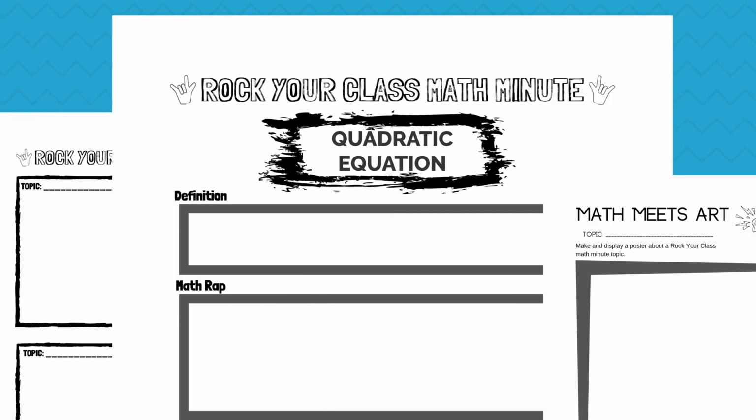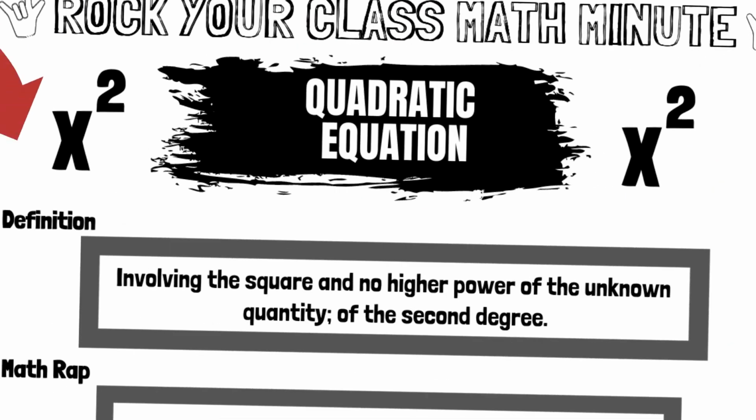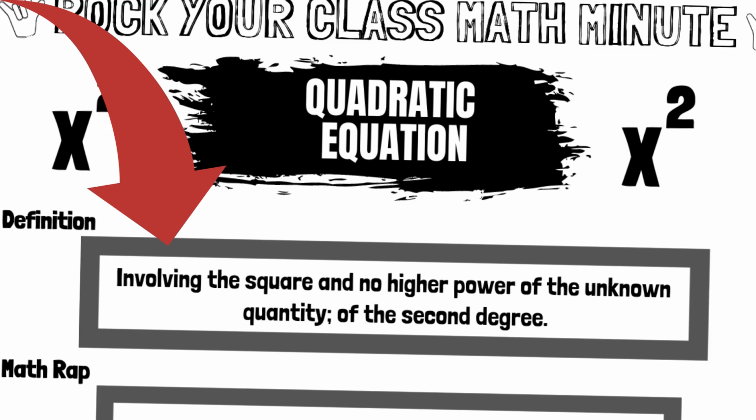Quadratic equation. What does the dictionary say? Involving the square and no higher power of the unknown quantity of the second degree.